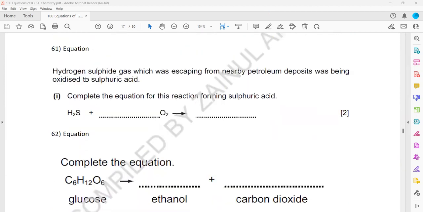In question 61, hydrogen sulfide gas, which was escaping from a nearby petroleum deposit, is being oxidized to sulfuric acid. So the product which is formed is sulfuric acid. What is the formula of sulfuric acid? It is H2SO4. And after writing H2SO4, you have to balance this equation as well. As we have 4 oxygen, sulfur is 1, hydrogen, so just put 2, oxygen is also balanced.